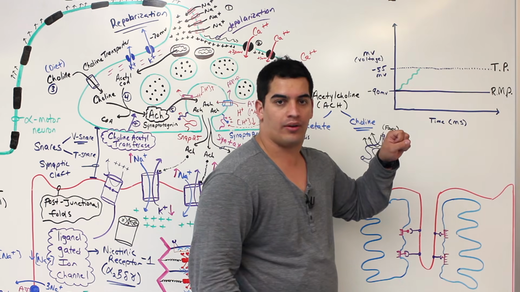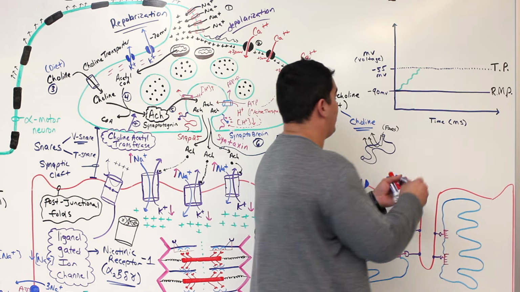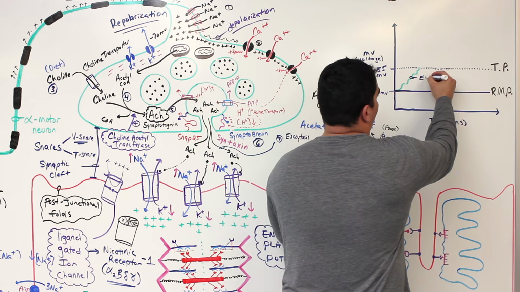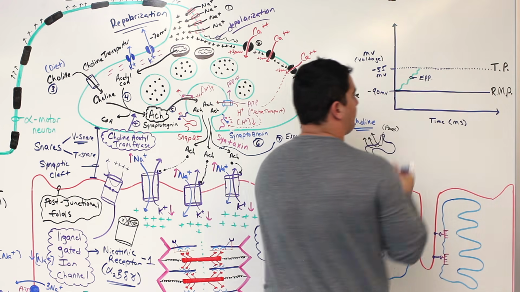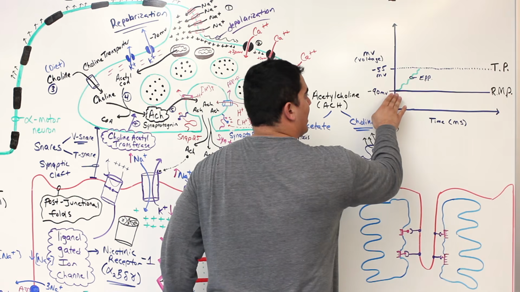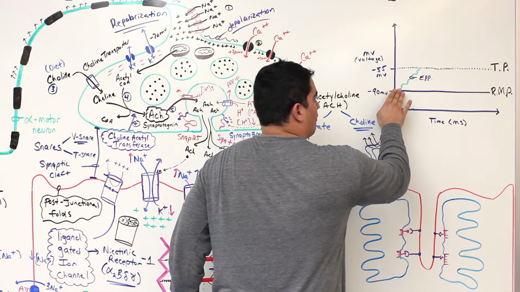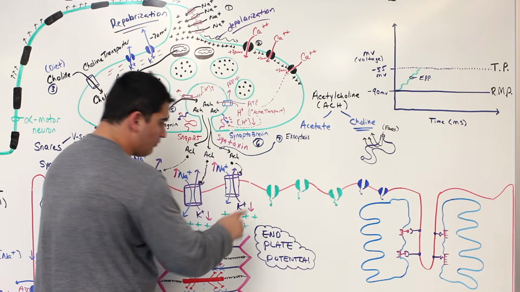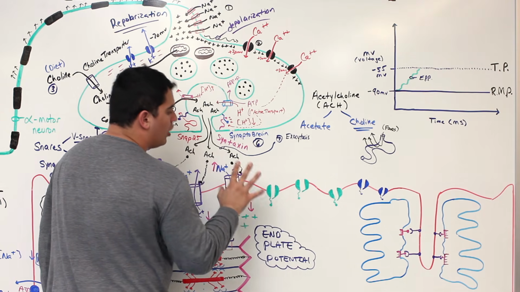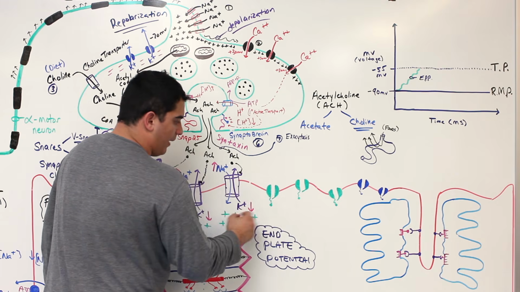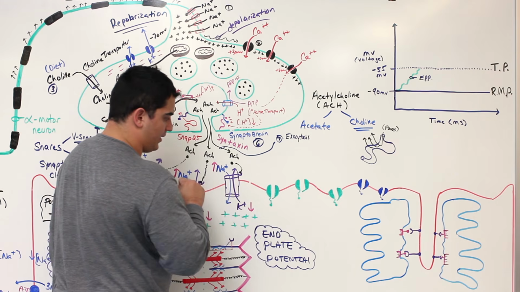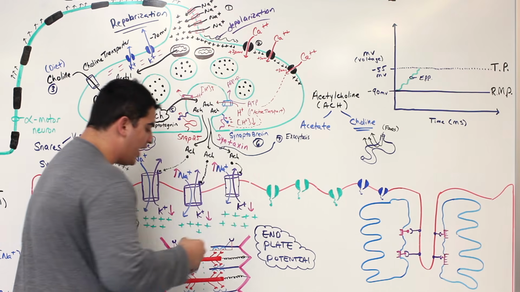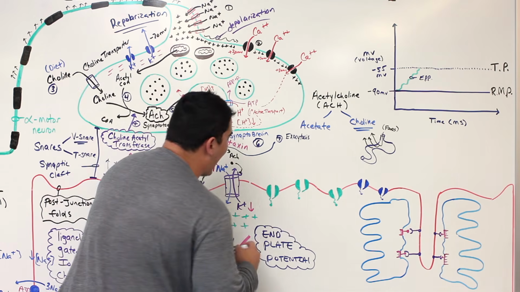Why is that important? Okay, so let's mark this down here. What is this event right here? What's bringing this way? This is the end plate potential. The end plate potential is what's bringing the membrane voltage from resting membrane potential to threshold. Once that happens, you see this green protein right here? This protein has two gates. You see this little ball and chain looking one? That ball and chain looking one is called the inactivation gate.